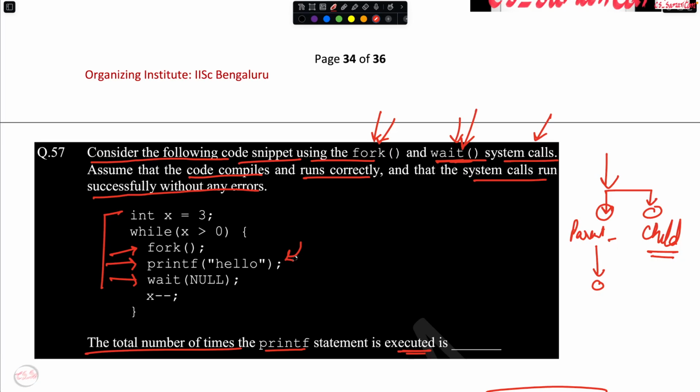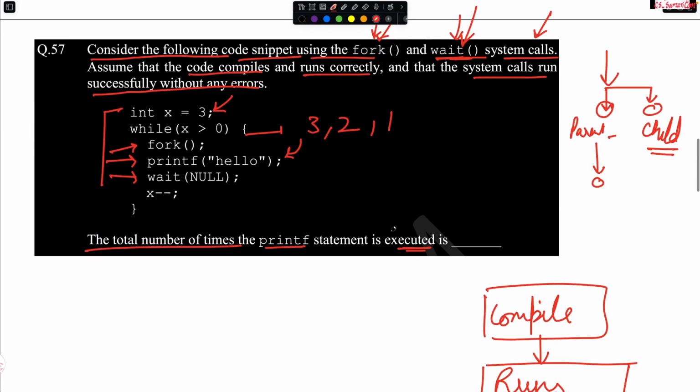Because the number of iterations is very small, since x is equal to 3 and the iteration is going to last from 3 to 1, you can directly solve it by just writing down the iterations. Not very difficult.